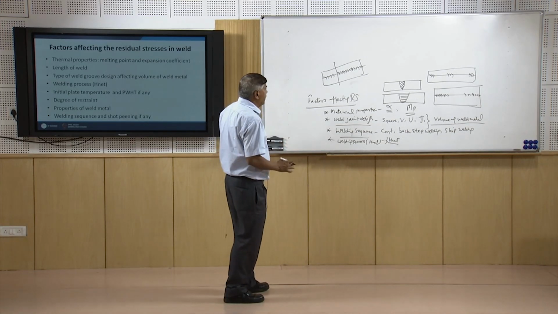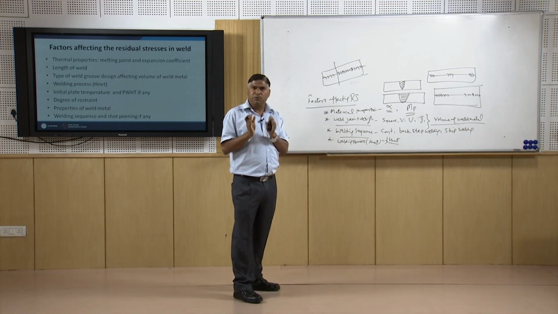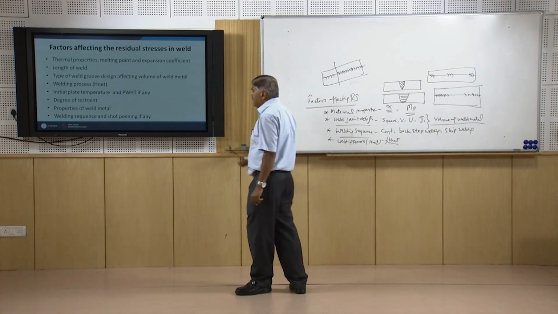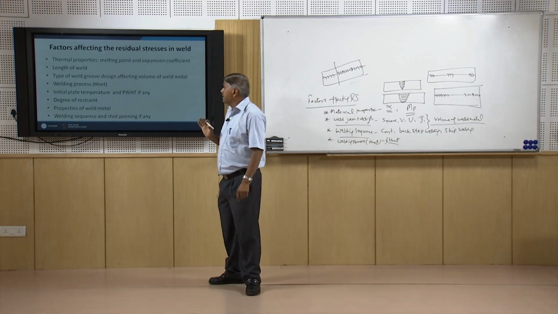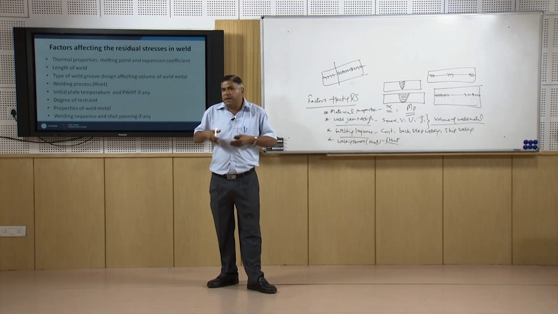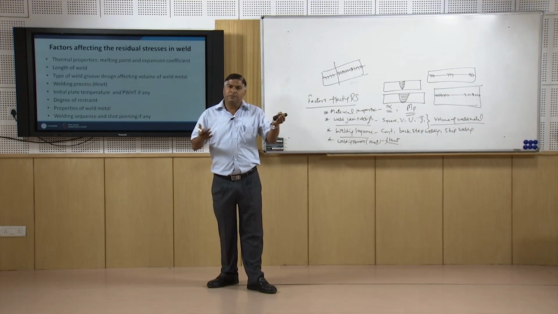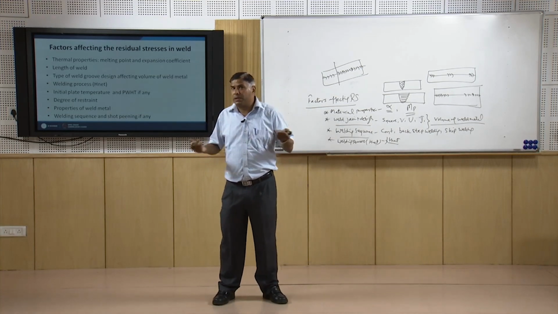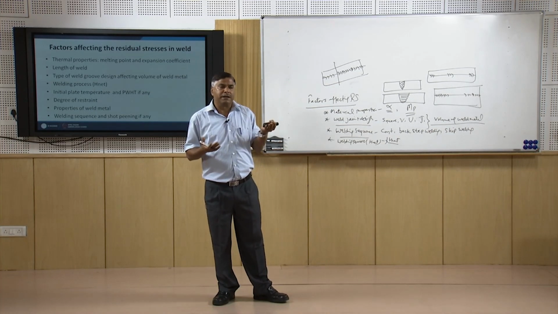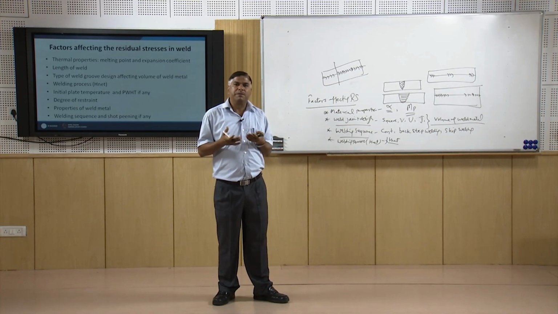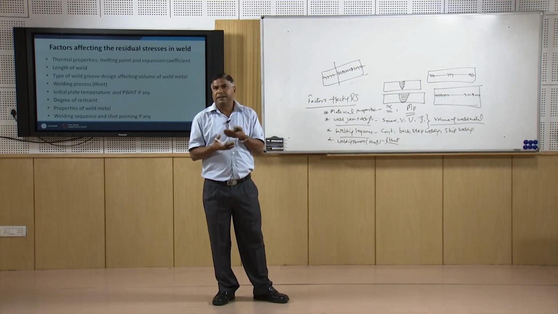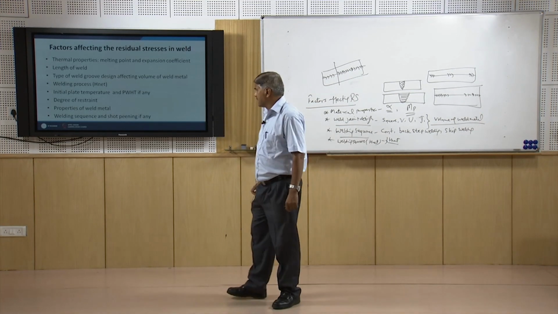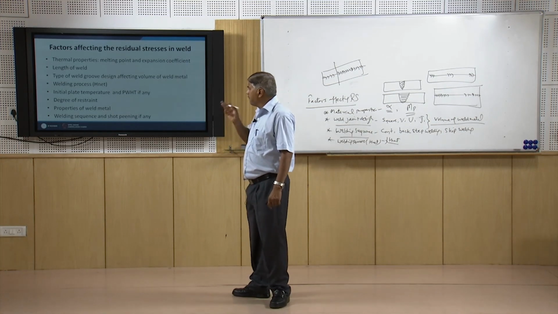Then degree of restraint: if we allow some movement of the plates in the course of welding, then the magnitude of the residual stresses will be reduced. Then initial plate temperature and post weld heat treatment. Initial plate temperature is important because if you preheat the plate, there will be more uniformity in the temperature as compared to the case when there is no preheat. Improved uniformity in temperature leads to somewhat less differential expansion and contraction, and that in turn reduces the magnitude of the residual stresses. And then the properties of the weld metal.